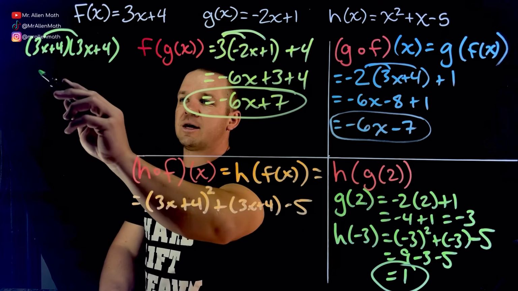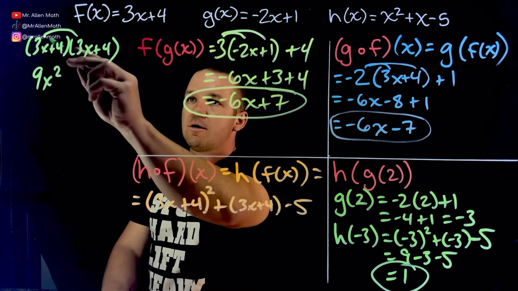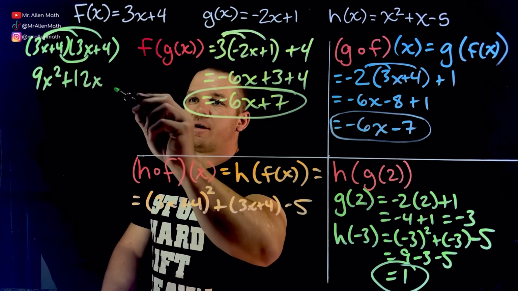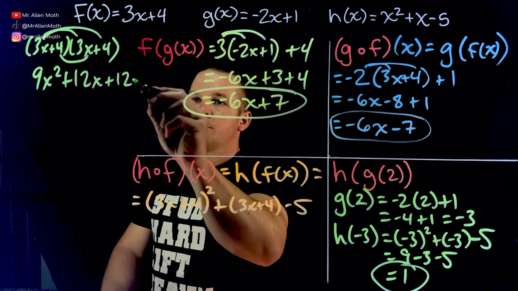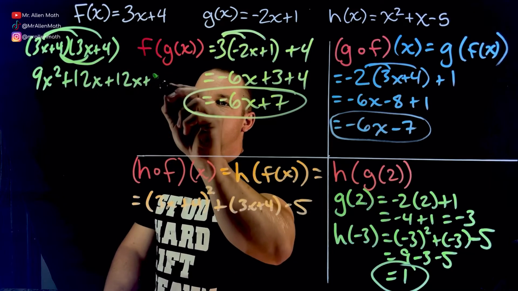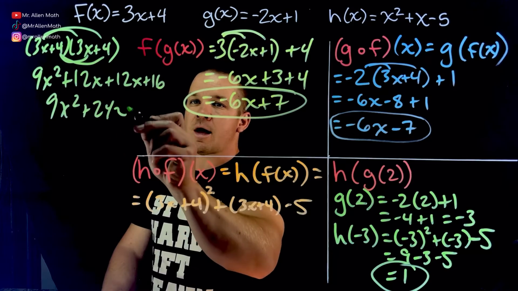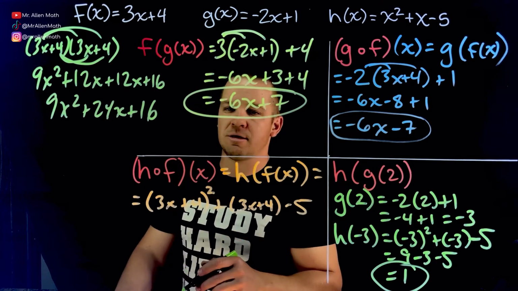So 3x times 3x is 9x squared. 3x times 4 is going to be 12x. Then we have 12x this way. And then, oops, don't forget my x. 4 times 4 is 16. And then I'll clean that up. We got 9x squared plus 24x plus 16, okay?